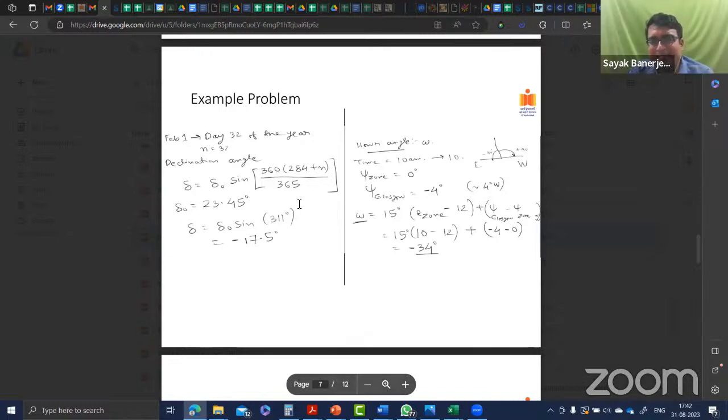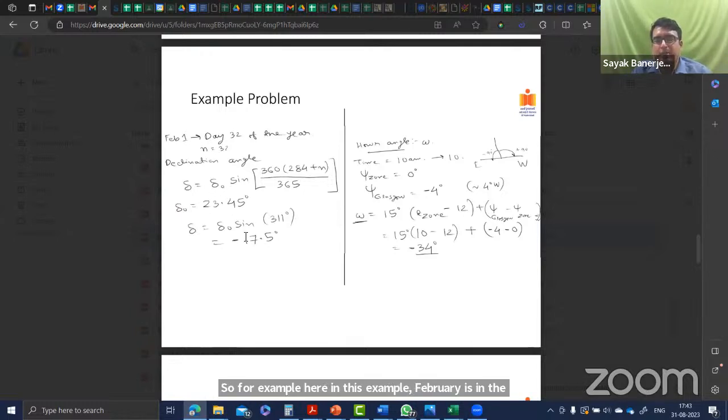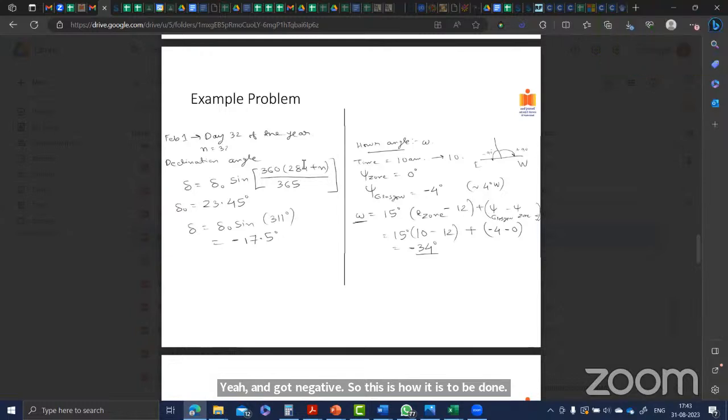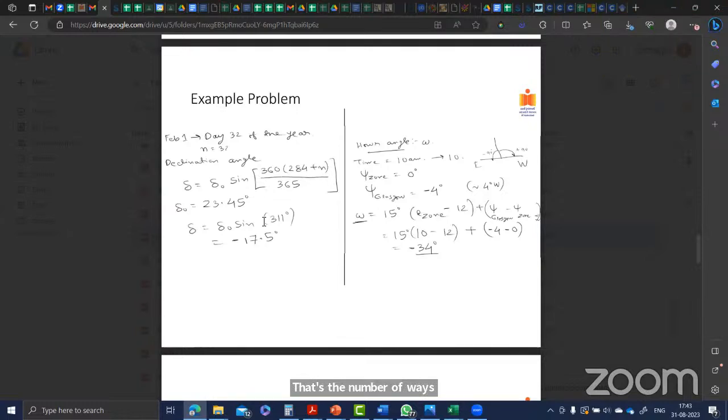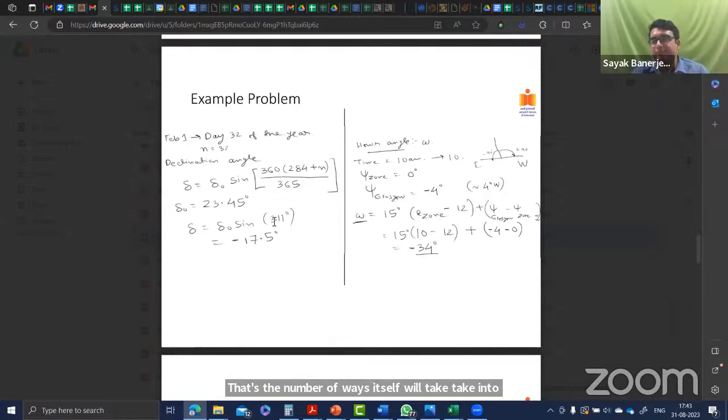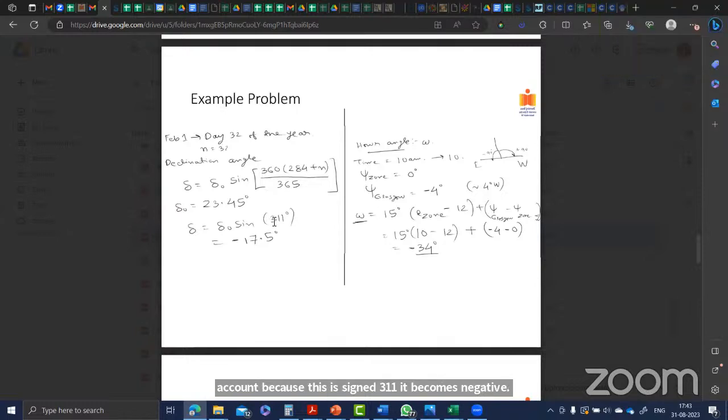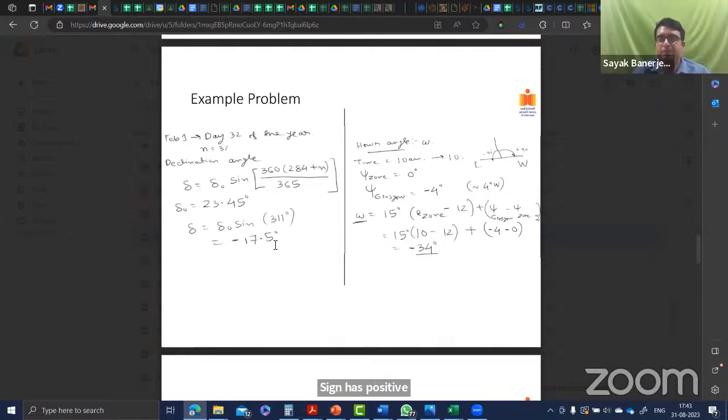So for example, in this example, February is in the winter half, right? I have put plus 23.44 here and got a negative value. So this is how it is to be done. Delta naught will always be 23.45. You don't have to make it positive or negative. The number of days itself will take into account, because this is sine 311, it becomes negative. Sine has positive and negative values, right? So that will take care of itself, the negative and positive.